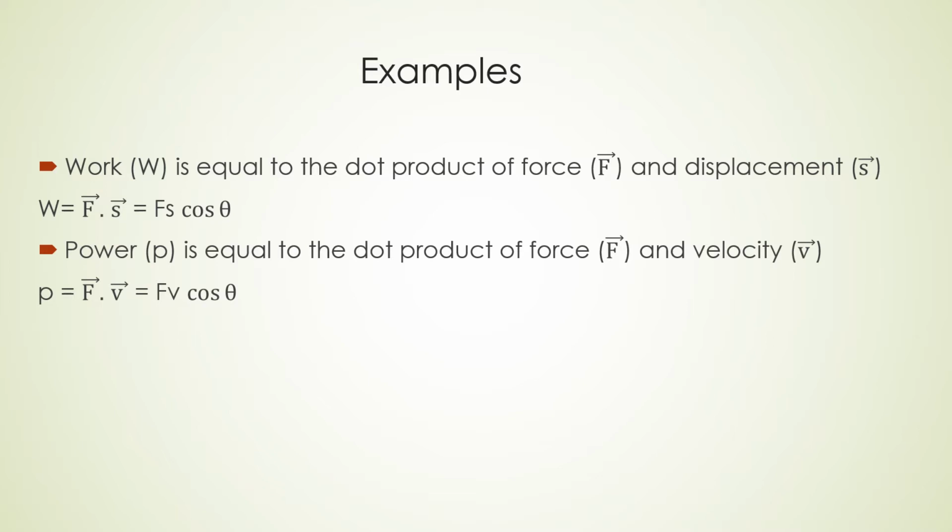Next is power. Power we can define as force into velocity. So power is equal to the dot product of force and velocity. P, that is power, is equal to F dot V, or for the dot product we can write it as Fv cos theta.